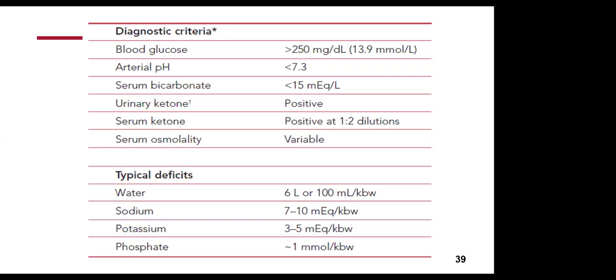In terms of diagnosis, you want to do urinary ketones, and also you want to do pH and electrolytes as well. So in these patients, usually the urine ketones are positive, and then there might be deficits in terms of water. You will have dehydration, sodium and potassium deficits as well. And then, of course, the blood glucose levels are high.